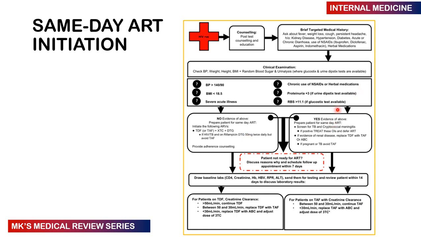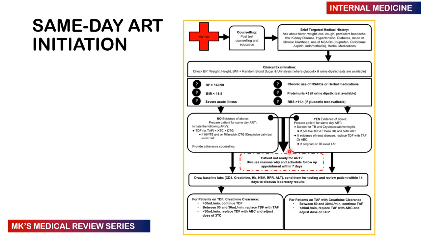Then of course, if there is evidence of the above, then you should prepare them for the same day ART, so screen them for TB and cryptococcal disease. If they are positive, start them on treatment of those, and then defer the treatment of ART because you want to prevent IRIS. Then of course, if there is evidence of renal disease, you want to replace TDF with TAF or ABC. And then if they are pregnant or have TB, avoid TAF. So pregnant women, I just advise you to start them on an ABC regimen. And those that have TB, it will be better off starting them on an ABC regimen. That's if you can't consult.